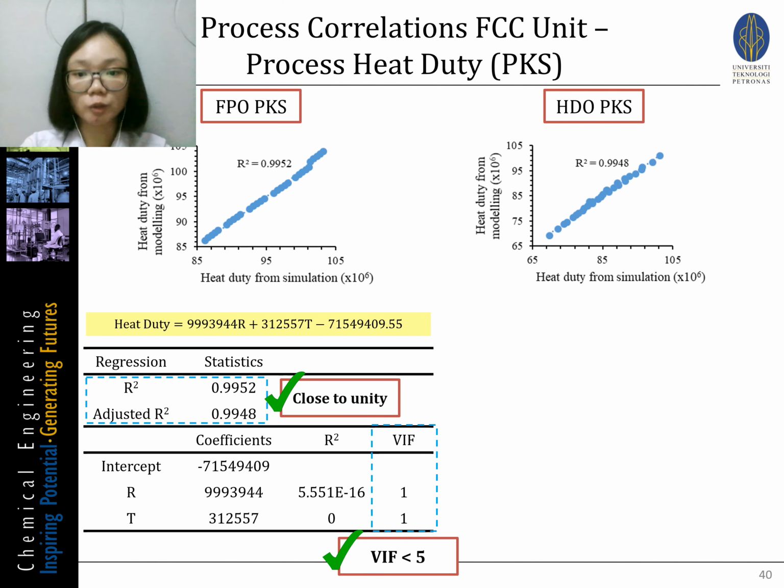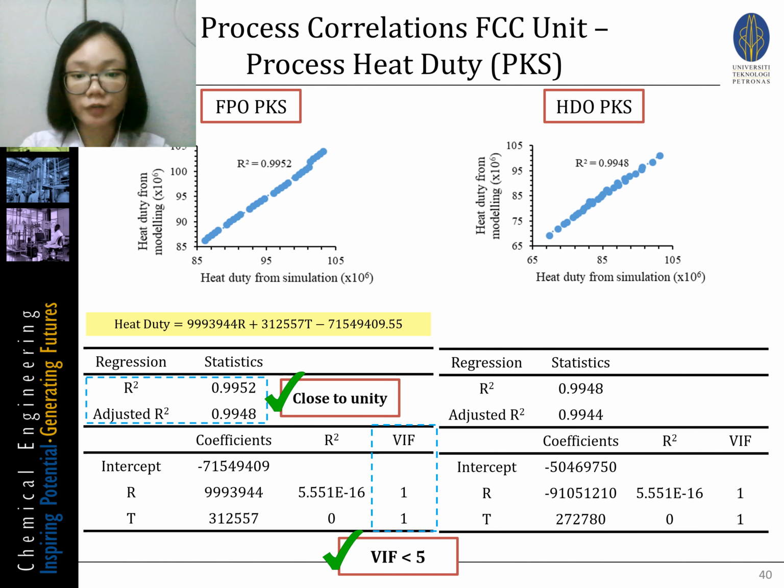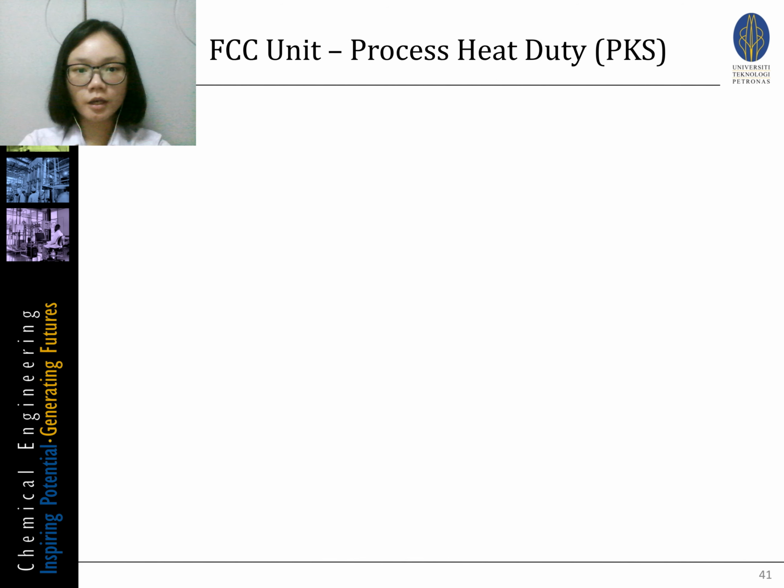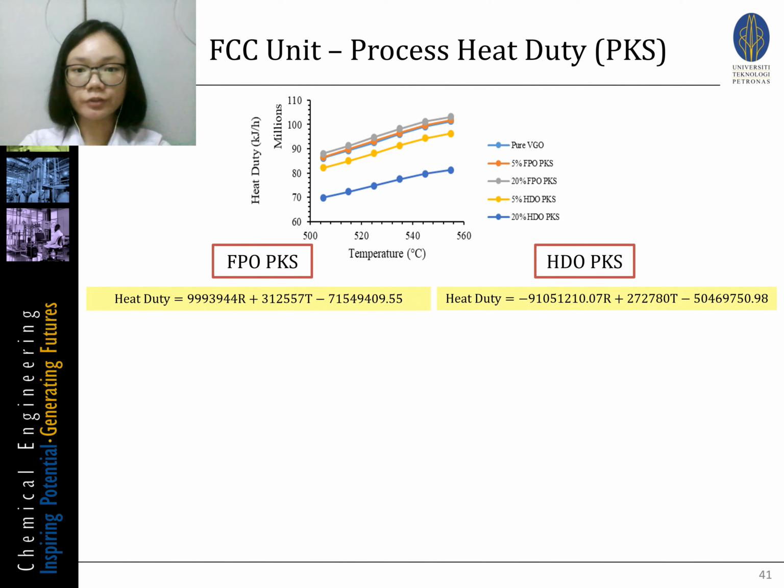And here is the HTO PKS barrel oil, and this is a result from the surrogate model development, and this is the final form of equation, which also consists of variable R and T, and the R squared adjusted R squared value is also close to unity, and the VIF is also less than 5. Now let's look at the process analysis for these two equations.